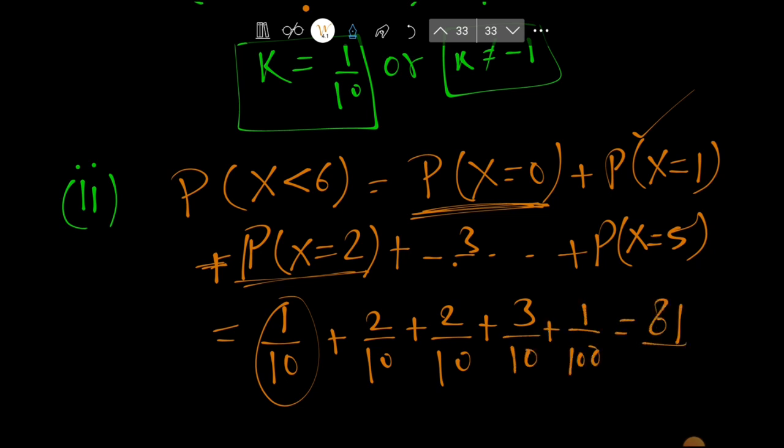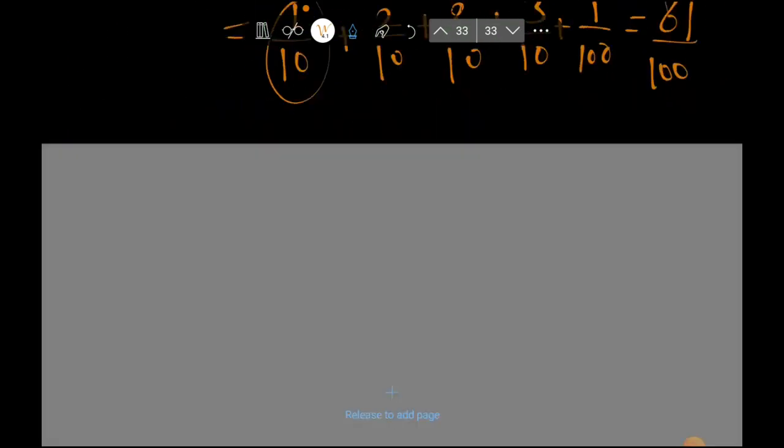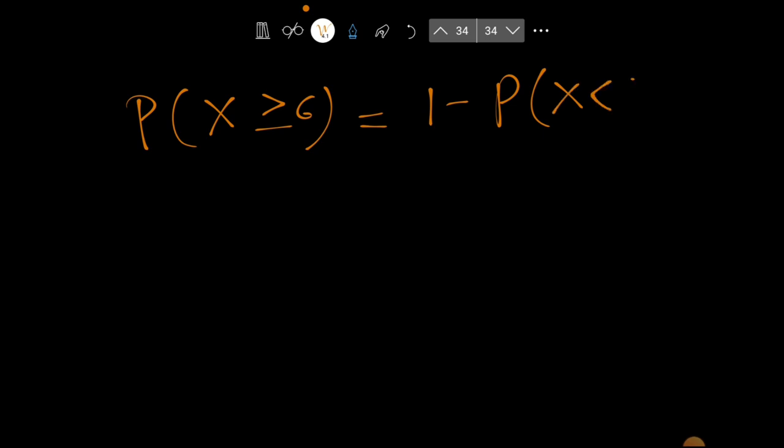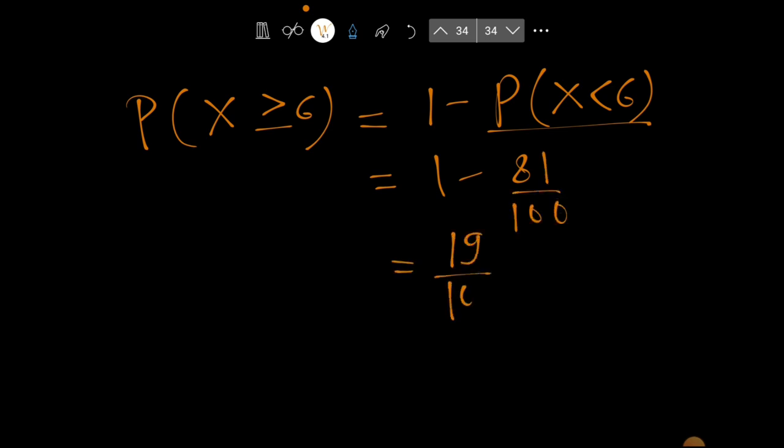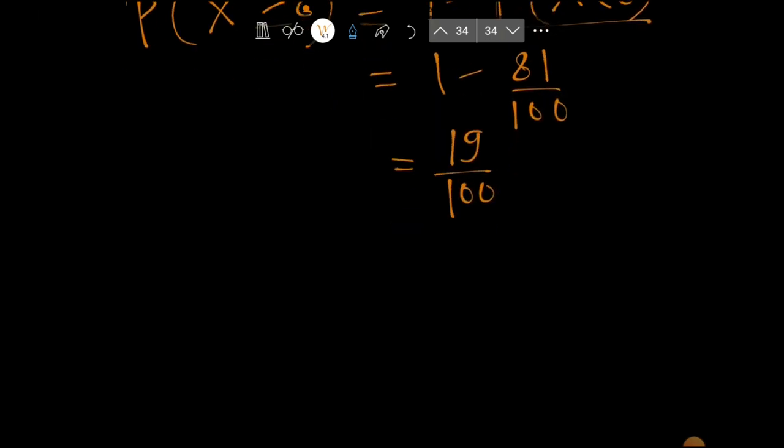Now the 81 upon 100 is the answer for x less than 6. If p is greater than or equal to 6, the value is very simple: 1 minus p(x less than 6), which we already found is 81 by 100, gives 19 by 100. So the answer is 19 by 100.